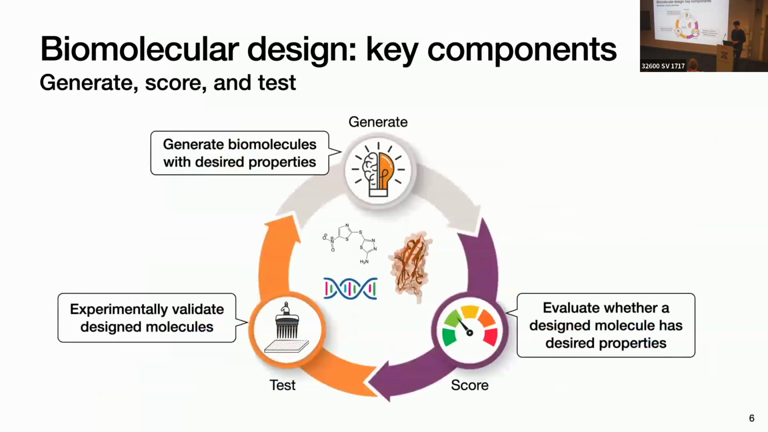In my view, of course, this is a relatively high-level description of a biomolecular design system. It typically involves three components: the generative model that can generate biomolecules with desired properties, a scoring model that evaluates whether a designed molecule satisfies your constraints, and of course an experimental platform to validate whether your designed molecule works. That's a high-level summary of a biomolecular design system.